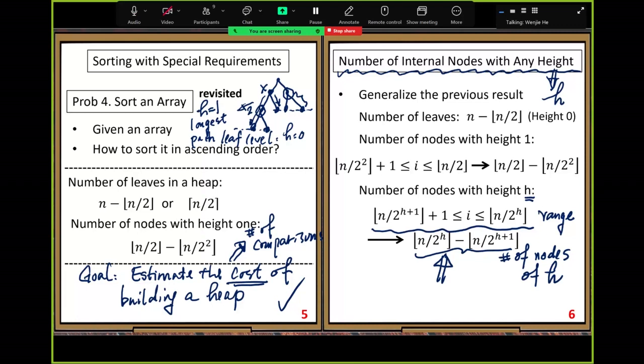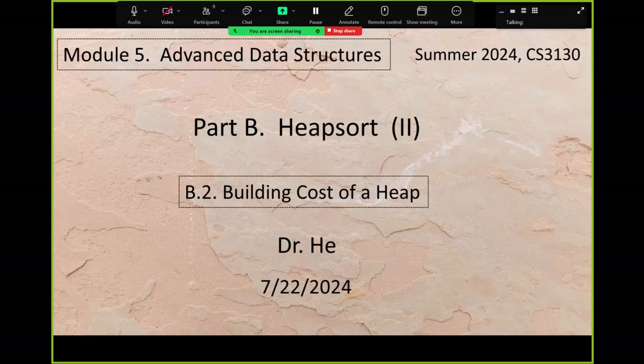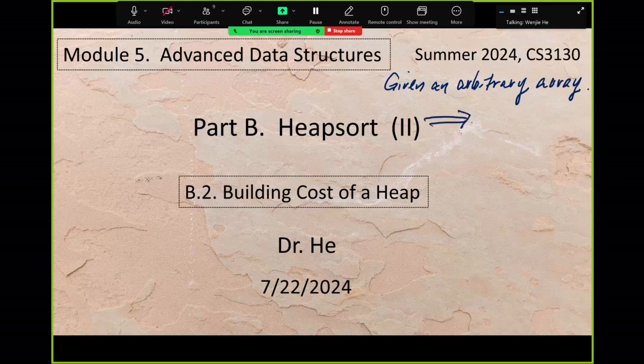All right, let's go to the next topic. B.2, building cost of a heap. We are given an arbitrary array, so then we need to build a max heap here.